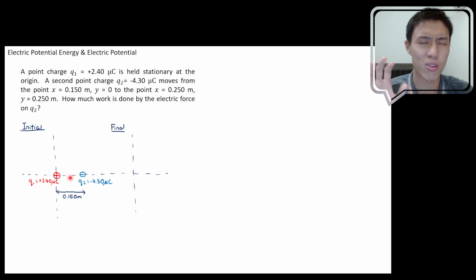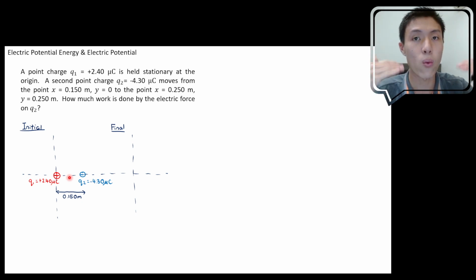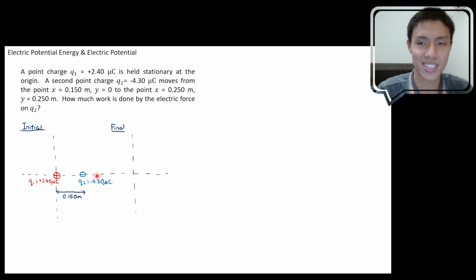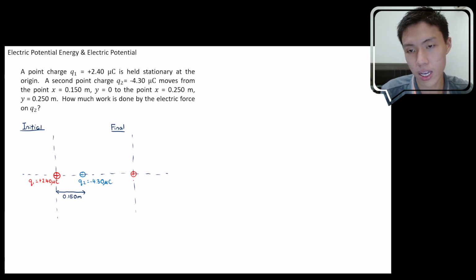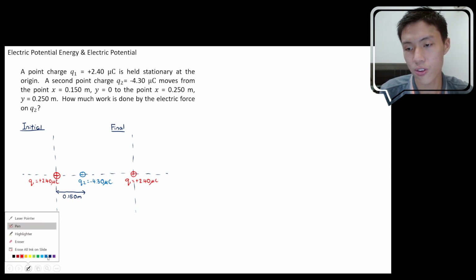Okay, what I'm trying to say here is that Q1 and Q2 are both at Y equals 0, so you see them at the same height. Then Q2 is going to be moved from this position to another position, which is X equals 0.25, Y equals 0.25. They didn't mention Q1 being moved, so I believe Q1 will still remain at the origin. What happened is Q2 is being moved to 0.25, 0.25.